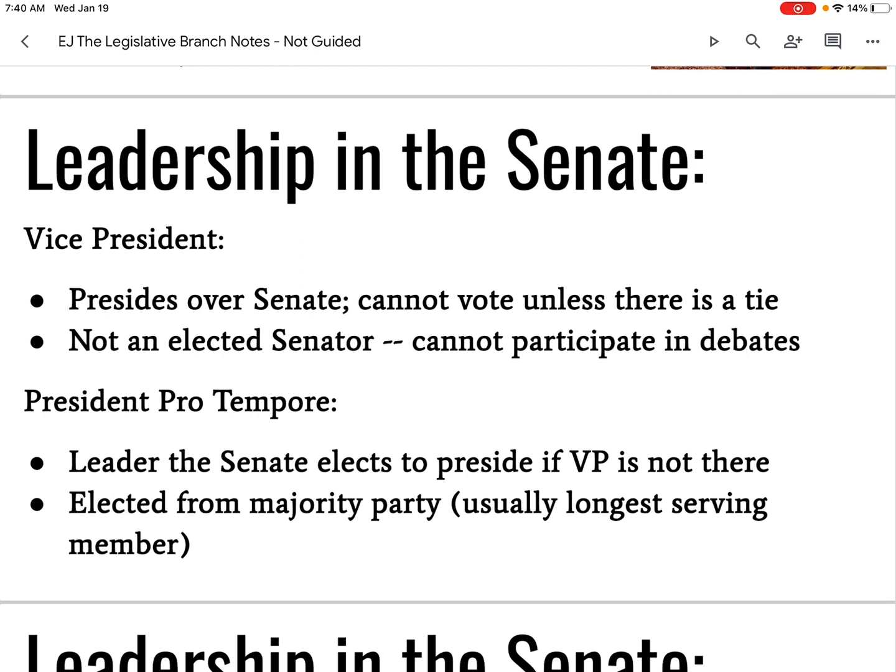So the president pro tempore is who stands in their place if the vice president can't be there, okay? They are the leader of the Senate if the vice president is not there, and they're elected from the majority party. Remember, we talked about majority and minority parties? Majority party is the party that has more members in it. Minority party is the party that has less members in it. So I'm talking about Democrats and Republicans when I talk about parties. Usually they're just the longest serving members, like the oldest person in that party.